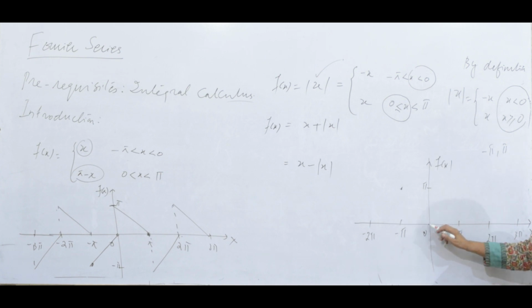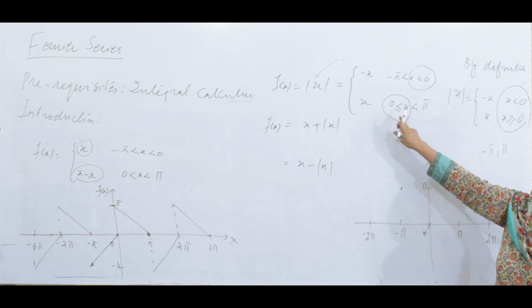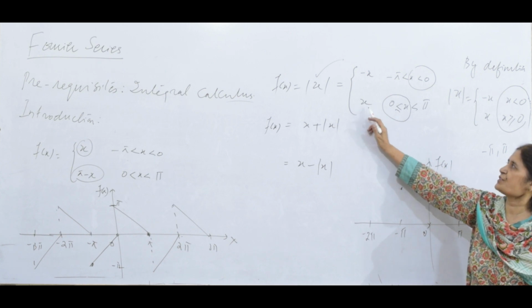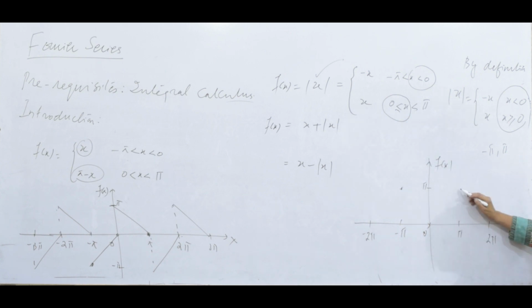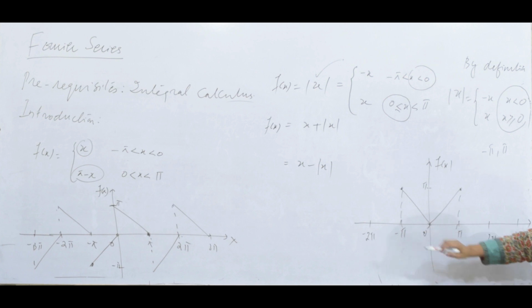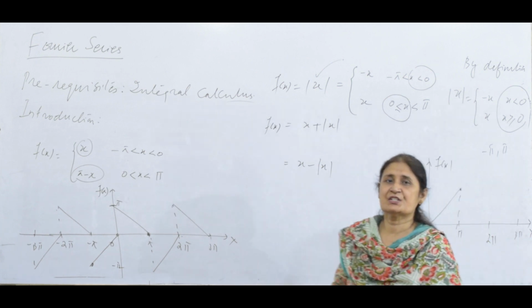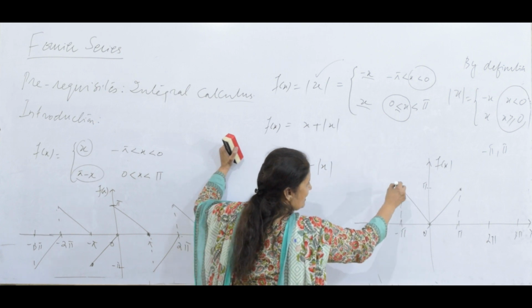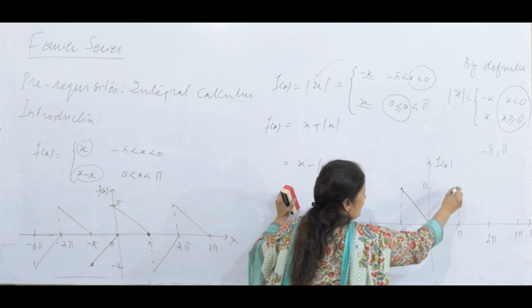When x is 0, f of x is 0. When x is pi, it is pi again. So a linear function like this. Since this is x, a variable, you are going to have a straight line like this, this and this.